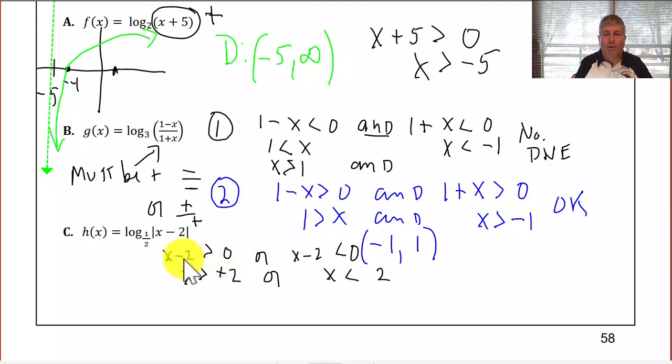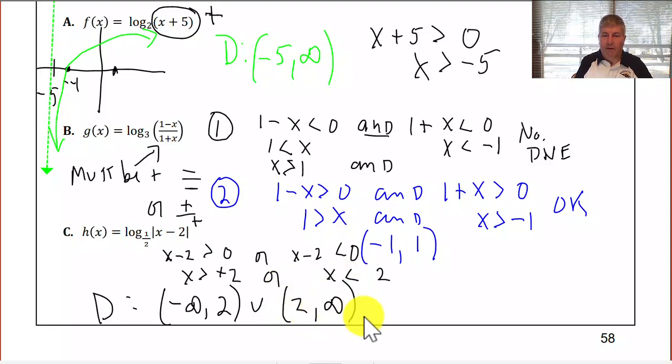And that will work just fine. So we add 2 to both sides, we get x is greater than 2, or x is less than 2, which essentially means we can use anything except 2. So our domain here is from negative infinity to 2 in union with 2 to infinity.